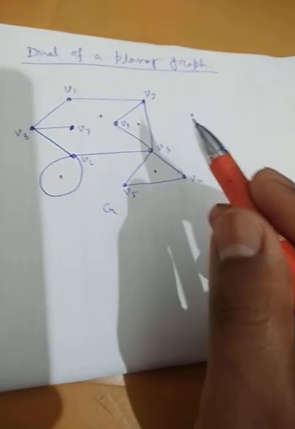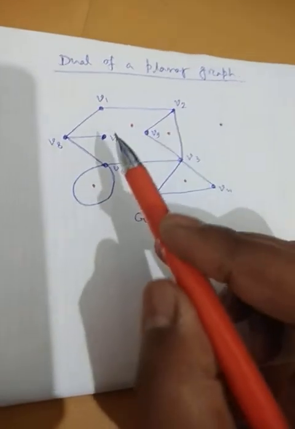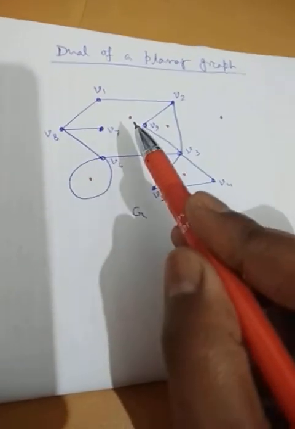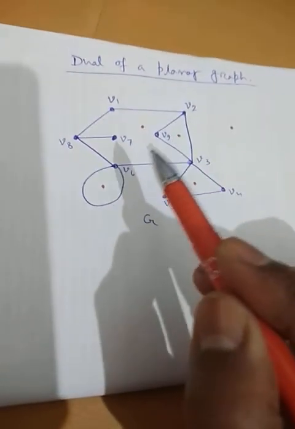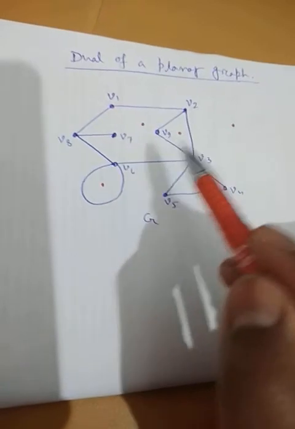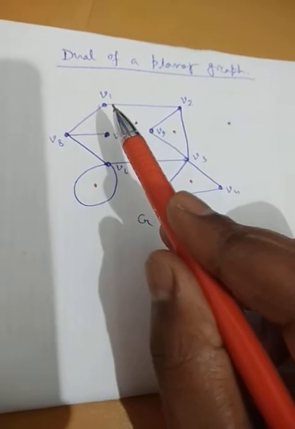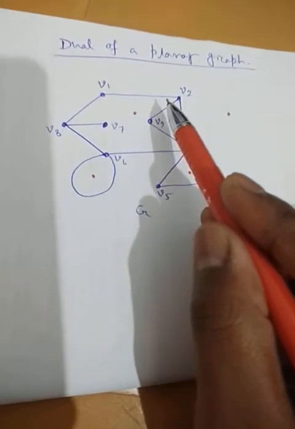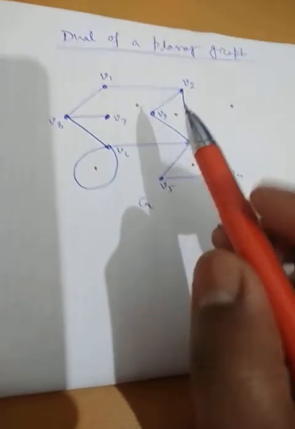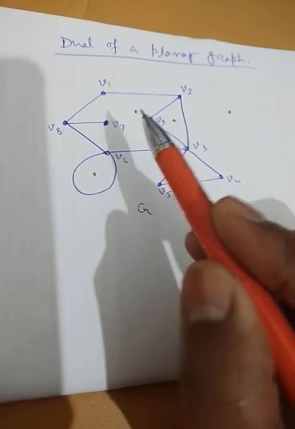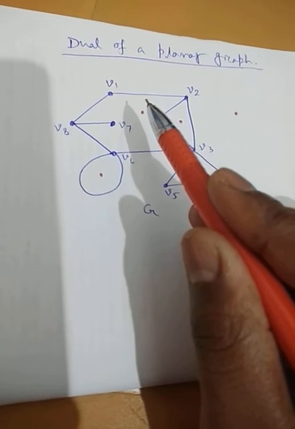Now we will draw the edges. How to draw the edges of the dual graph? Corresponding to each edge of the original graph, there will be one edge in the dual graph. That is, the number of edges in the original graph and the number of edges in the dual graph will both be equal. Simply, corresponding to each blue ink edge, there will be a red ink edge. And each edge in the dual graph will intersect the corresponding edge of the original graph once.